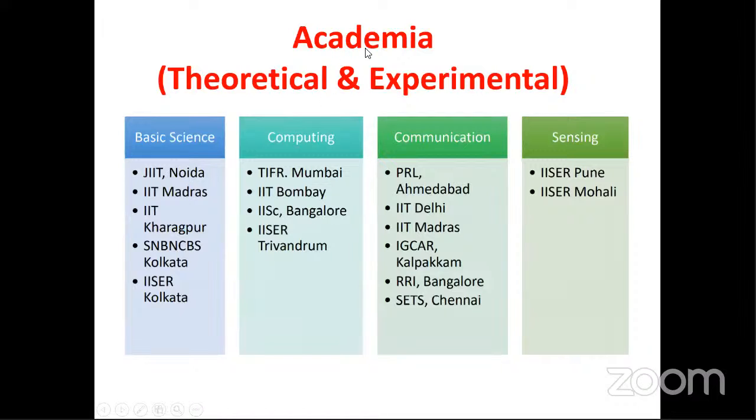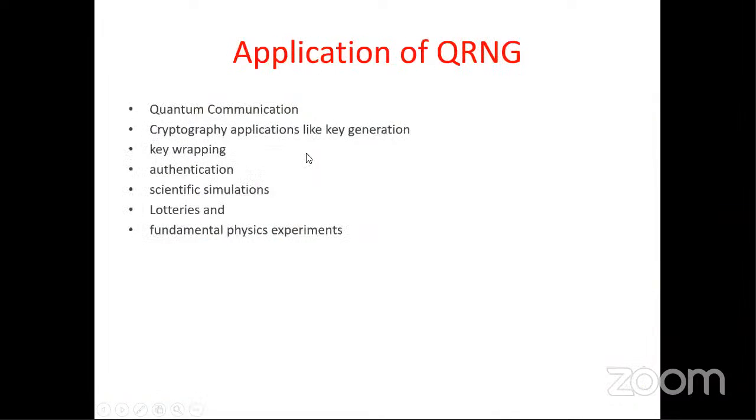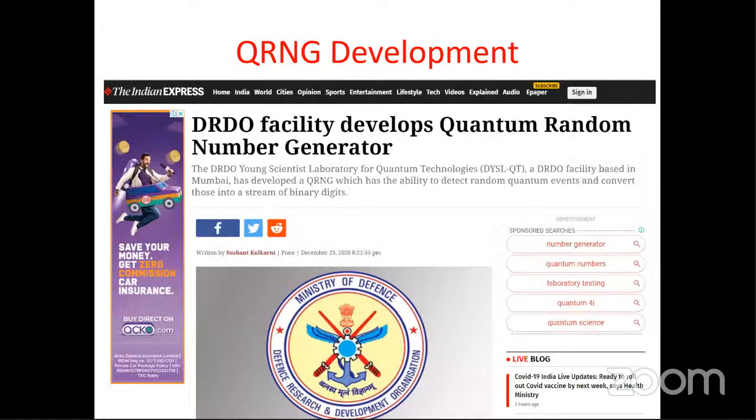So these are the academia working on different verticals of quantum. If you see, there are lots of institutes working on these different verticals. Recently, DRDO demonstrated a QRNG. QRNG is a quantum random number generator, and it can be used in different scenarios noted here. Quantum communication, scientific simulation, lotteries, and other experiments require truly random numbers. Using quantum random number generators, we can generate truly random numbers.